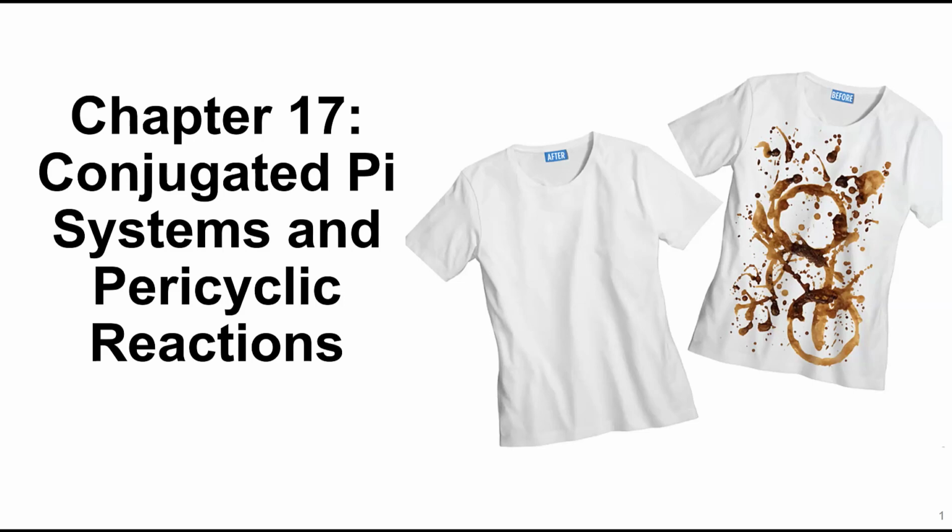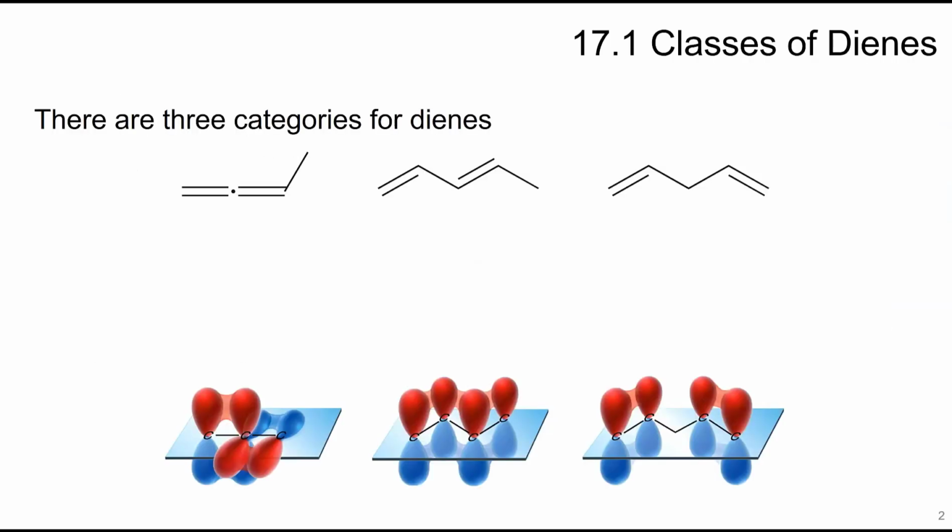So what we are seeing as color is a consequence of special conjugated pi systems. And in this chapter, we're going to look at structure, properties, and reactions of these conjugated pi systems. There's three different categories for dienes. The first that we will see is accumulated diene. And that is where the pi bonds are right next to each other.